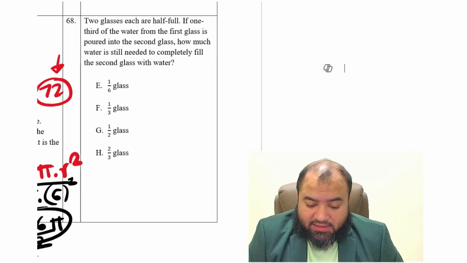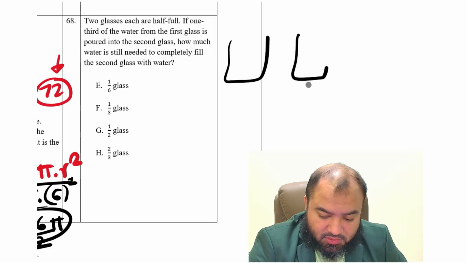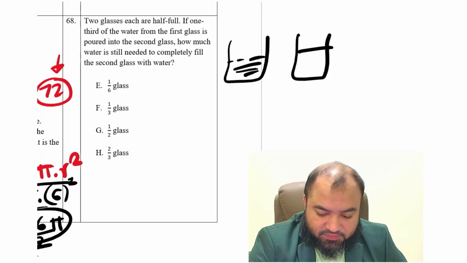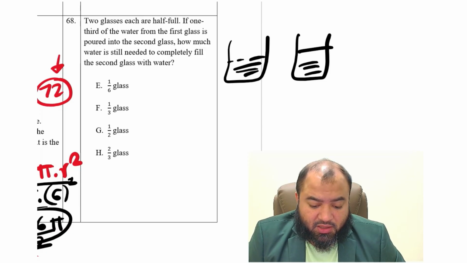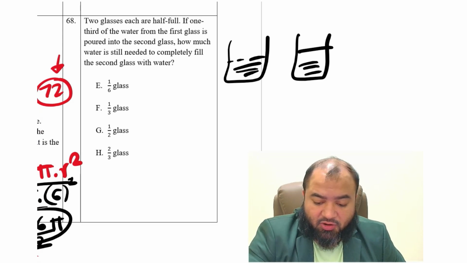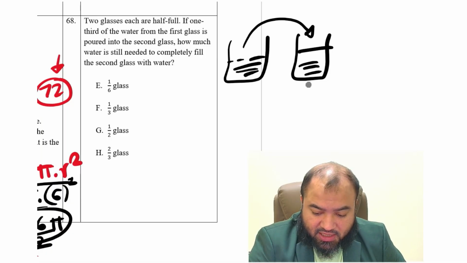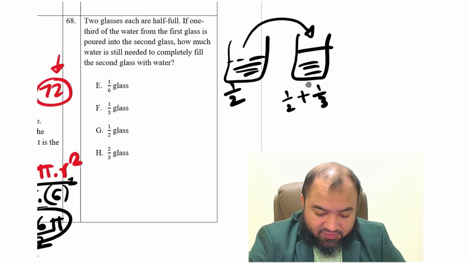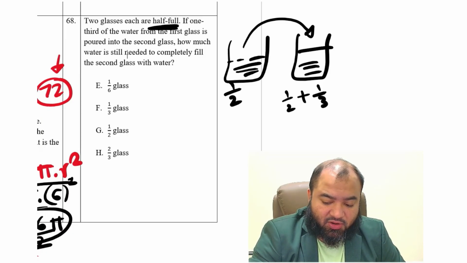Number 68. Two glasses each are half full. If 1/3 of the water from the first glass is poured into the second, the second one will have plus 1/3 in it. Oh, they were already half full, so you added 1/3.